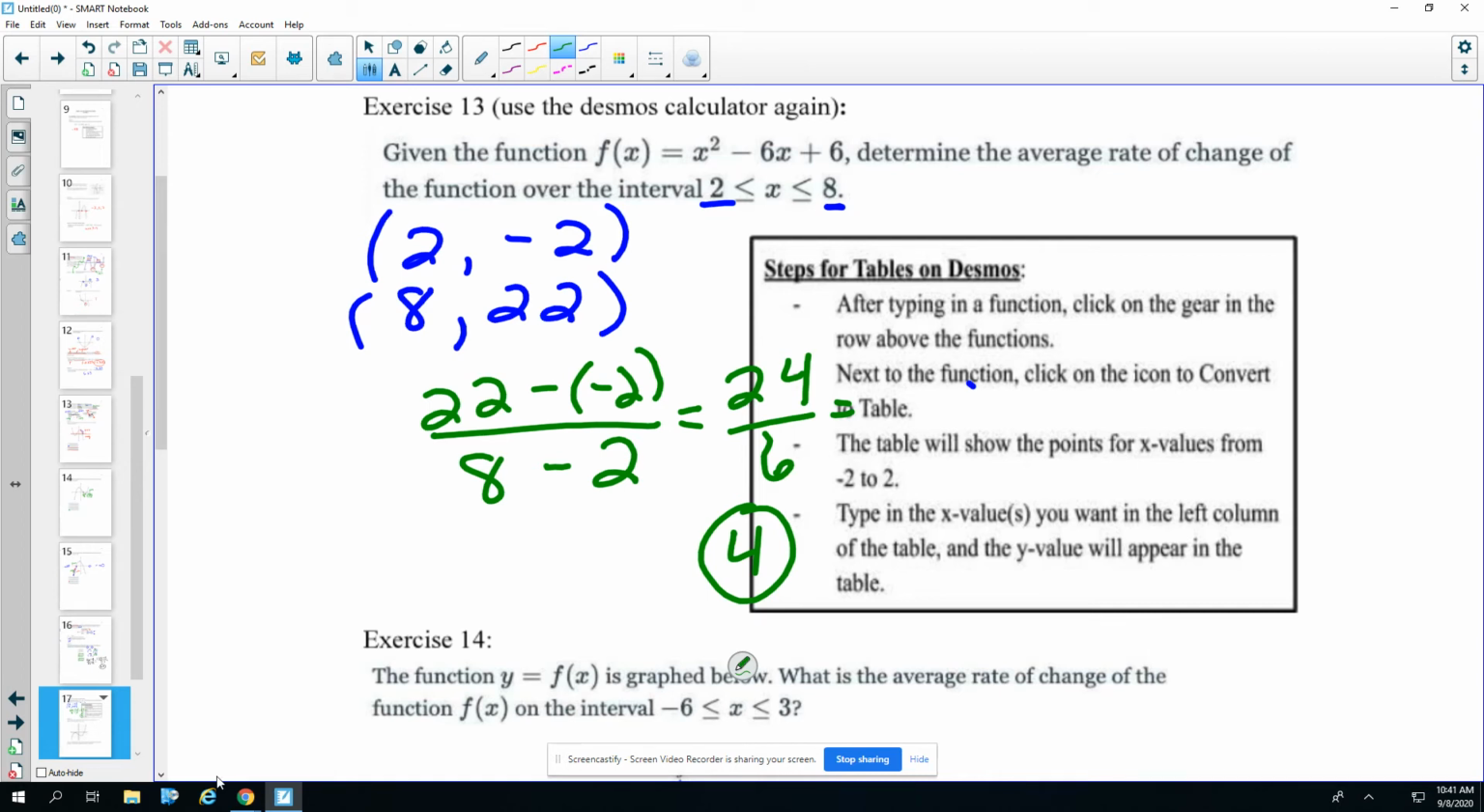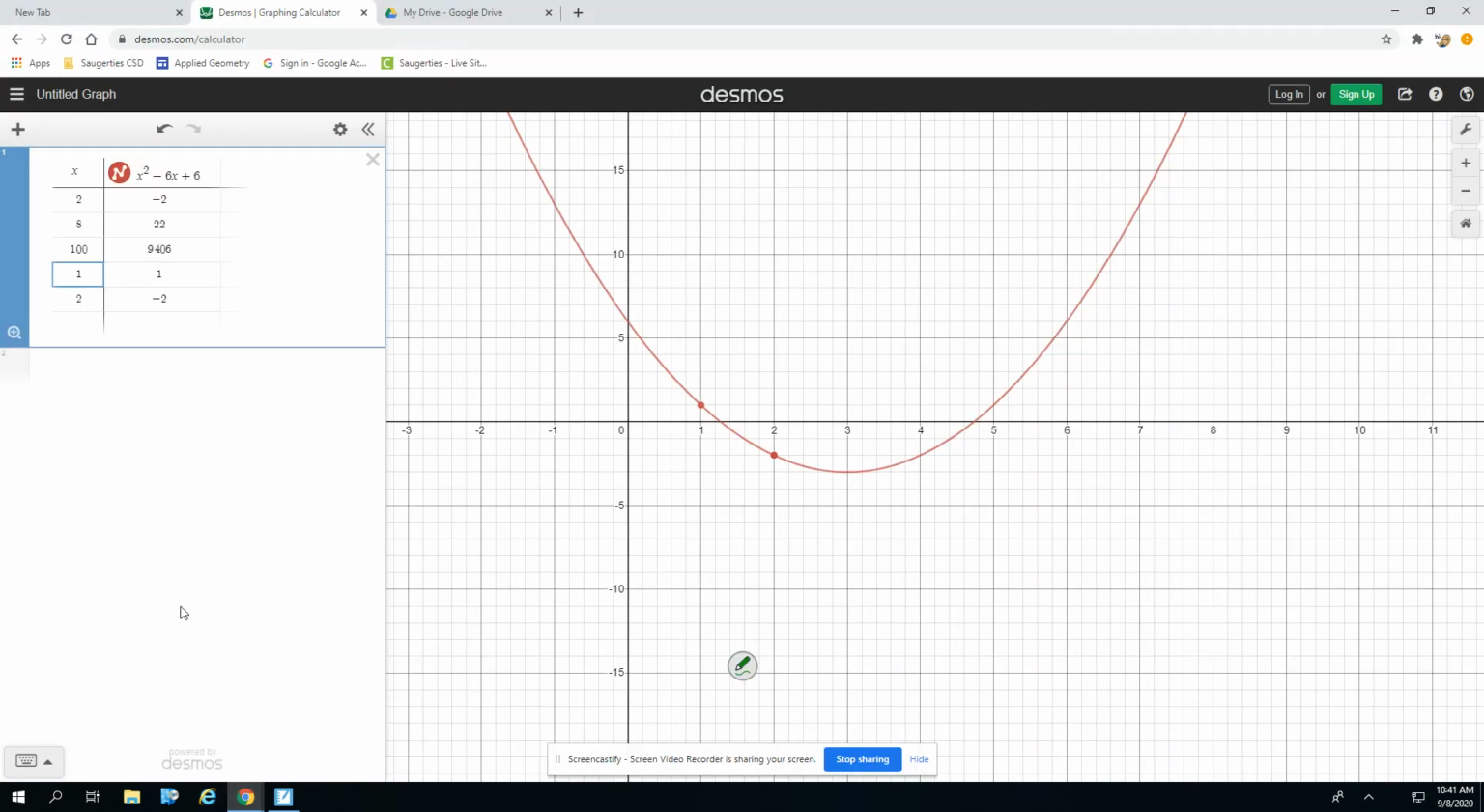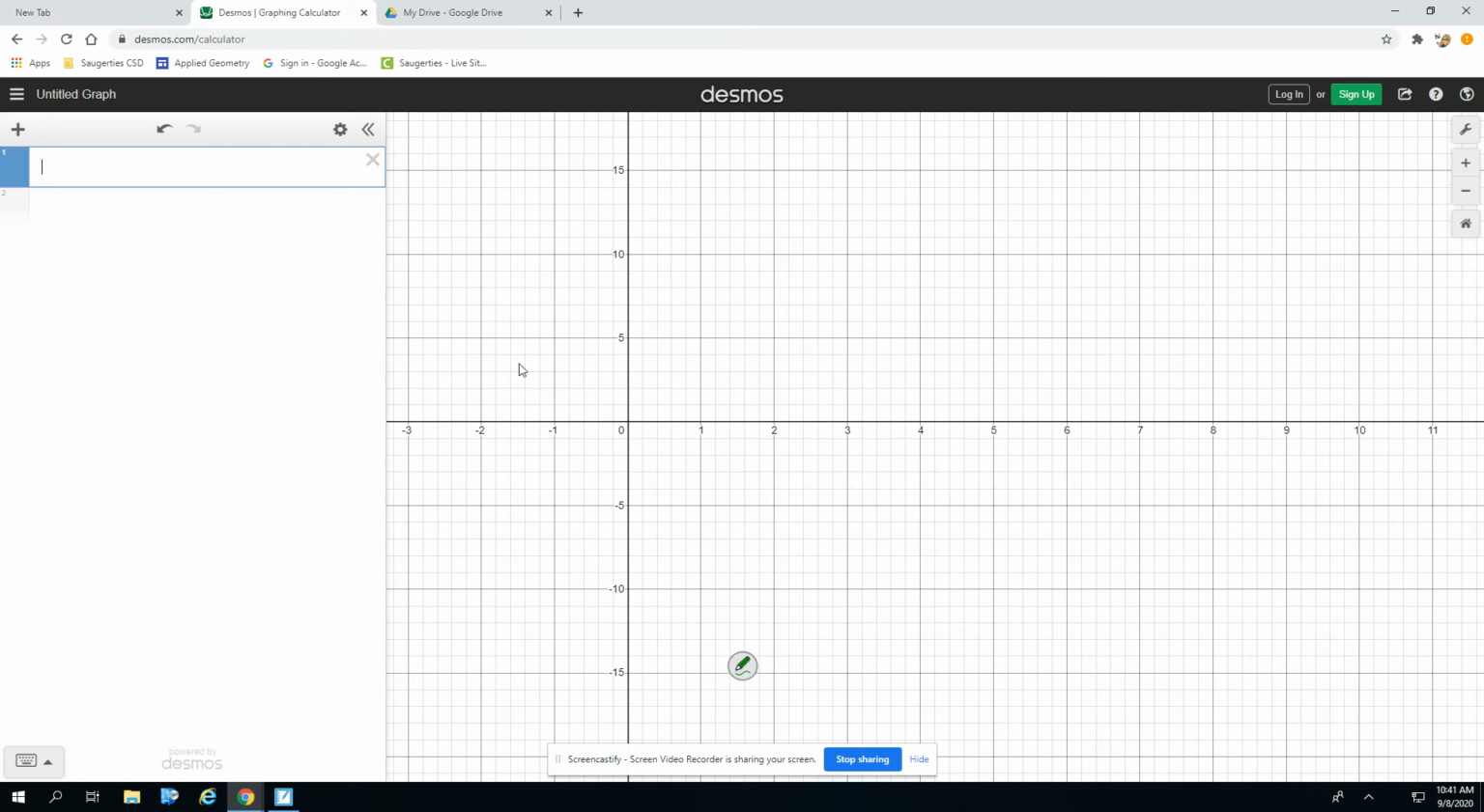So I want to actually go back to the Desmos calculator because I realized my directions here. Let's just close this out, type our function back in. They're slightly different, so they might have changed the calculator since I made the packet.